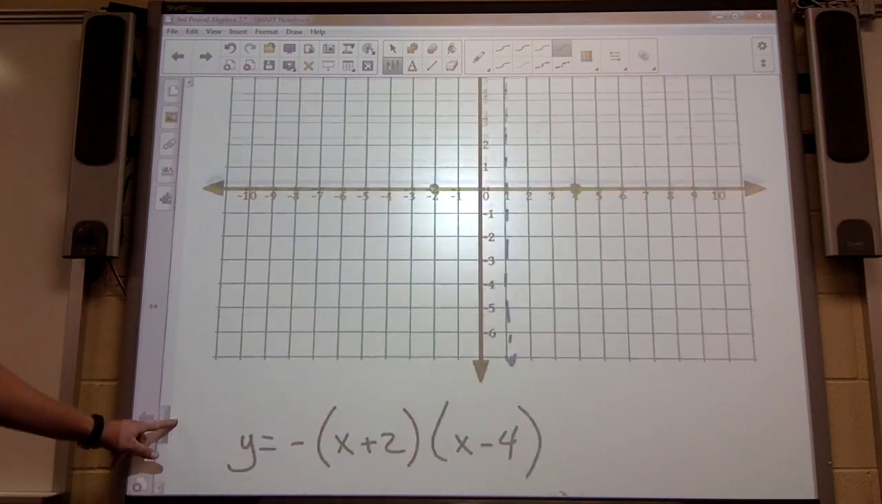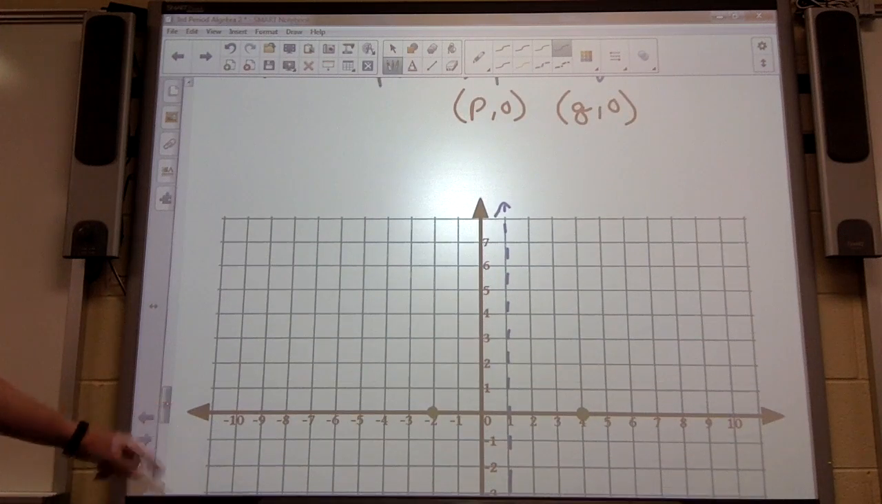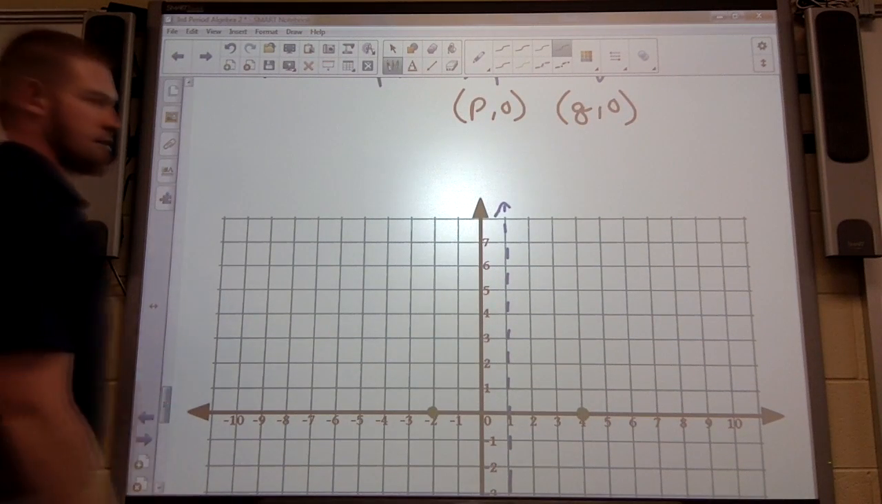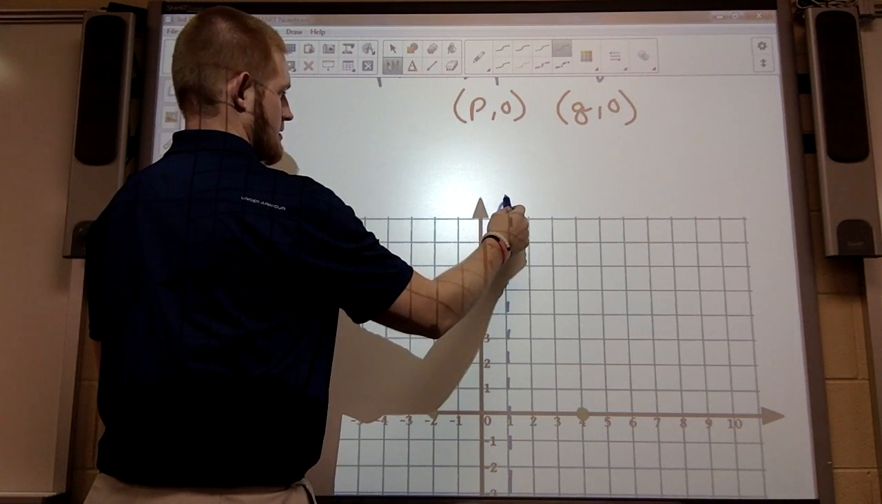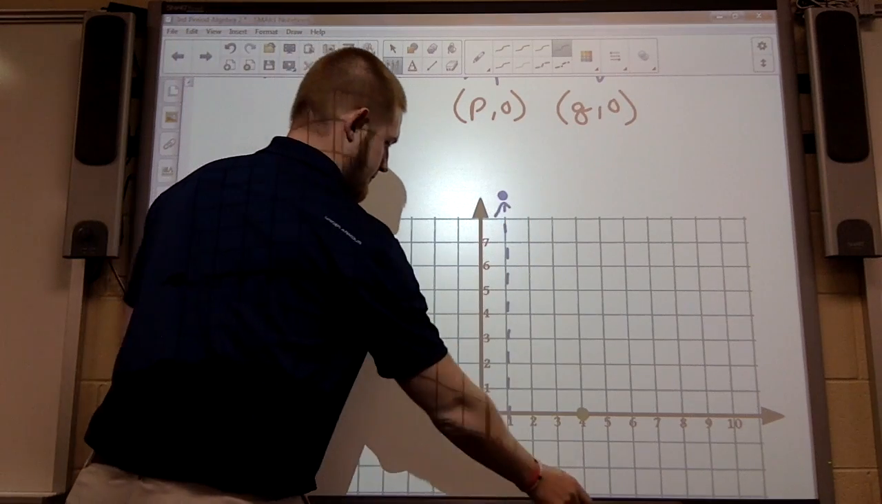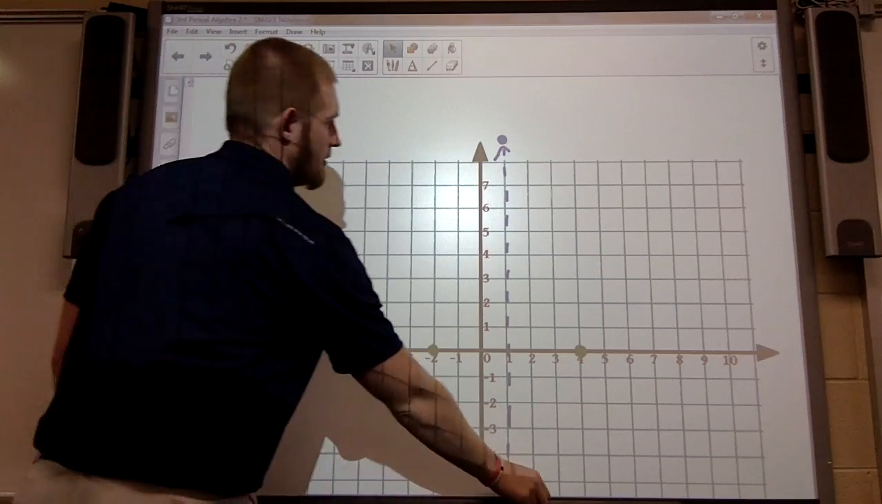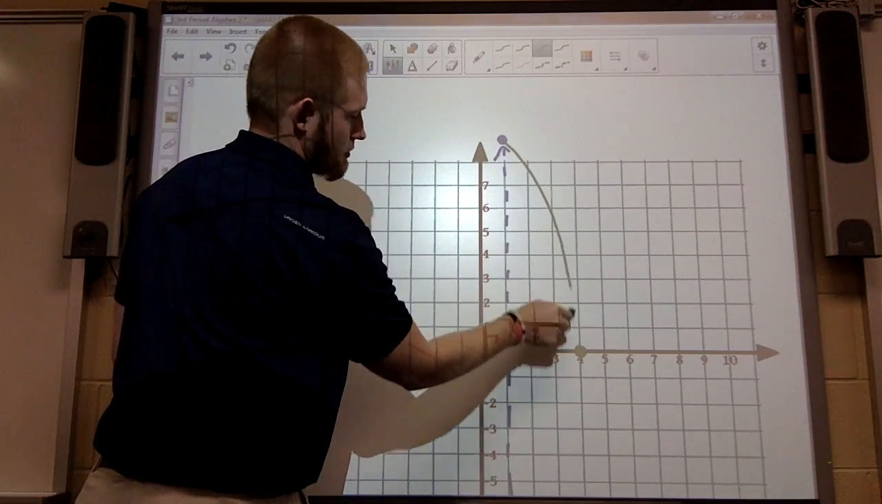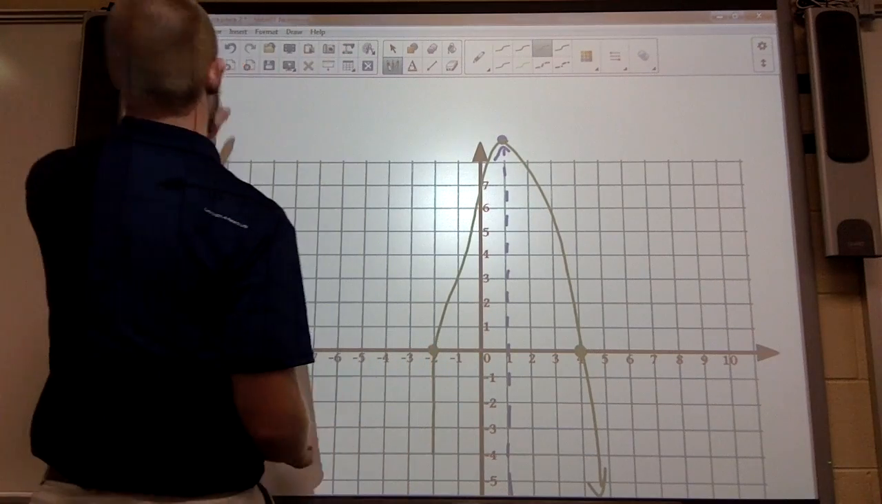That's my vertex. This is probably going to be your easiest way to graph things if you're lucky enough for it to be in intercept form. So 7, 8, 9. We were right, it does open down. And then you just draw your, oh, that was poor.